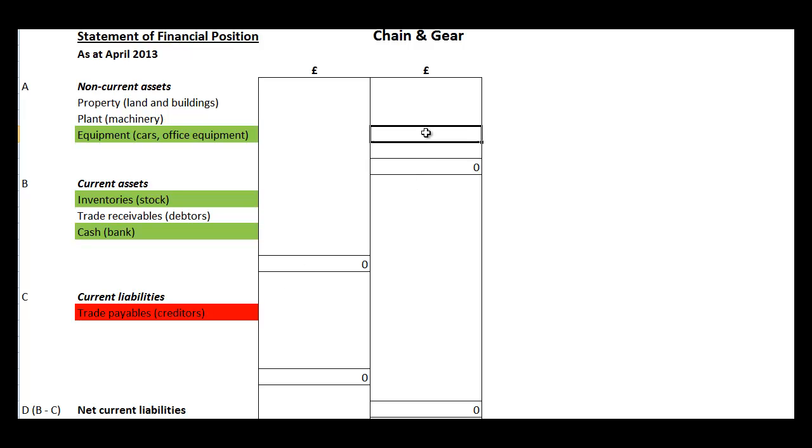Our first item to record is under equipment for the month of April. So we have £700 of equipment under our non-current assets or fixed assets using the UK terminology. We also have stock of £1,200. We have cash of £18,368. So a total of current assets, I should say, are £19,568. We also have creditors of £1,200.